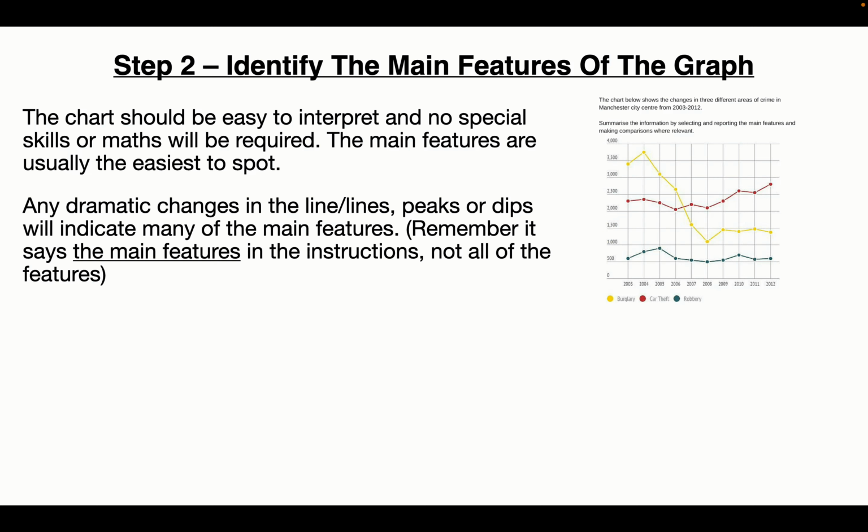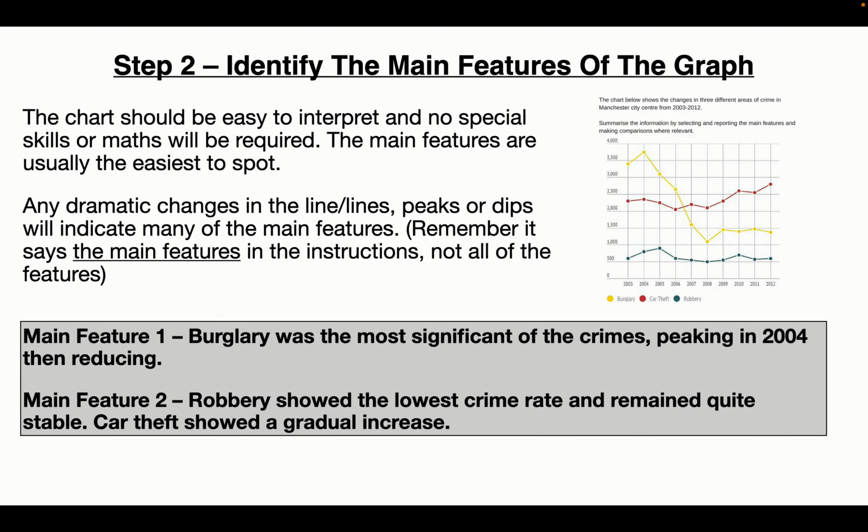So why don't you take a minute, try and write 2 main features down. And now let's have a look and see what my 2 main features are. Main feature number 1. Burglary was the most significant of the crimes, peaking in 2004, then reducing. Main feature number 2. Robbery showed the lowest crime rate and remained quite stable. Car theft showed a gradual increase. These are my 2 main features. Maybe you've got something similar. Maybe it's a little bit different. Doesn't matter. Let's move on.